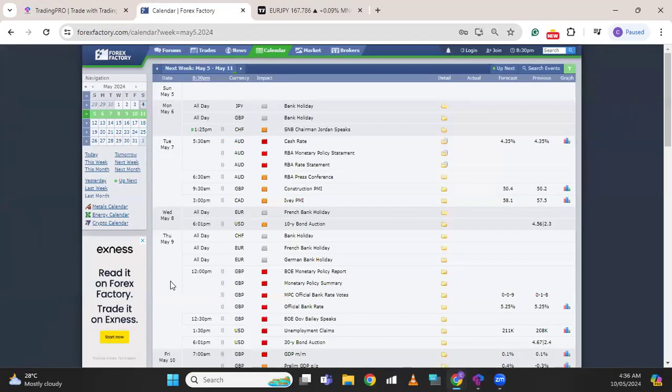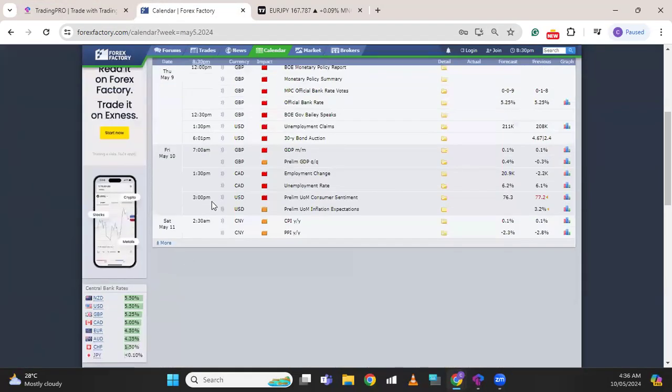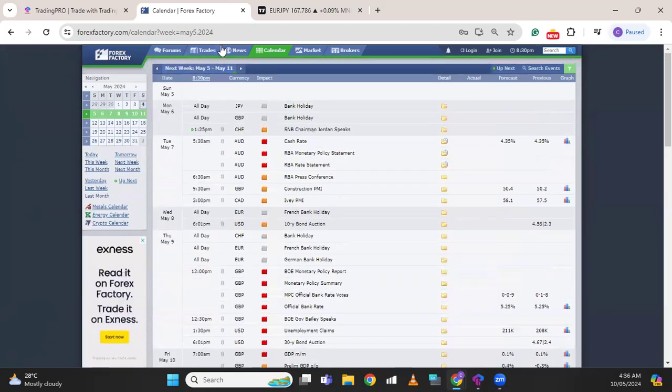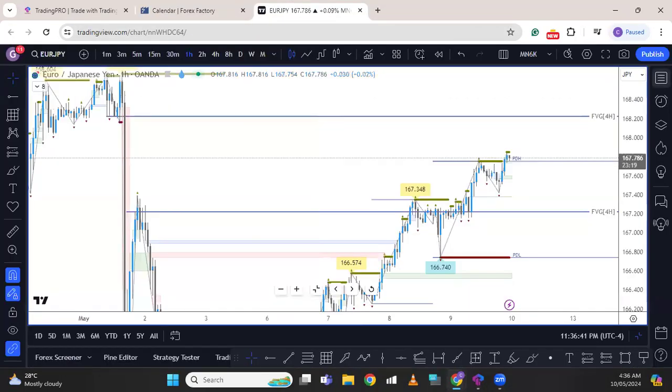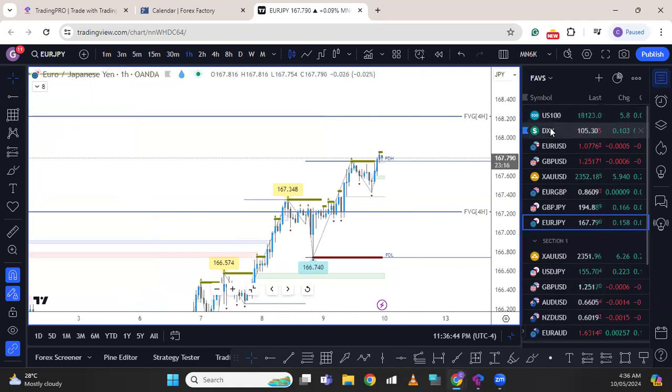So without taking so much of our time, let's start off with our economic calendar. Today being Friday, we have British pound GDP by 7 a.m. By 1:30, we have employment change for the Canadian dollar. And by 3 p.m., we have prelim UoM consumer sentiment on the dollar index, and the day will be calm throughout. We're going to start off with the US 100, the dollar index, EURUSD, GBPUSD, gold, EURGBP, pound yen, and euro yen.